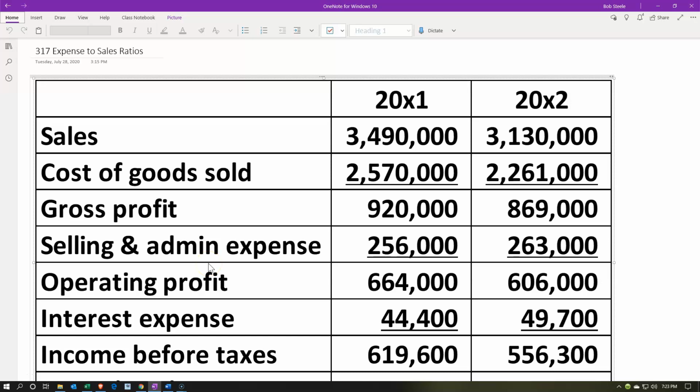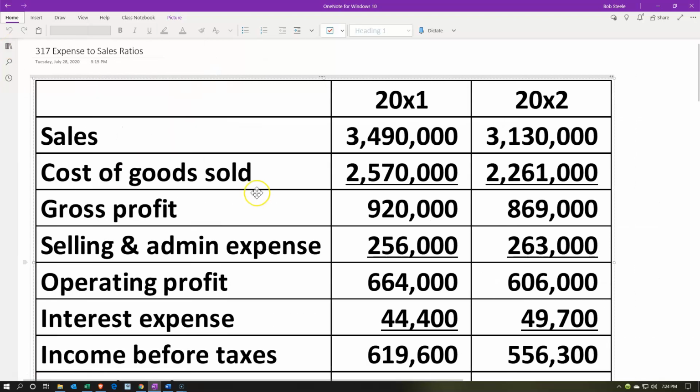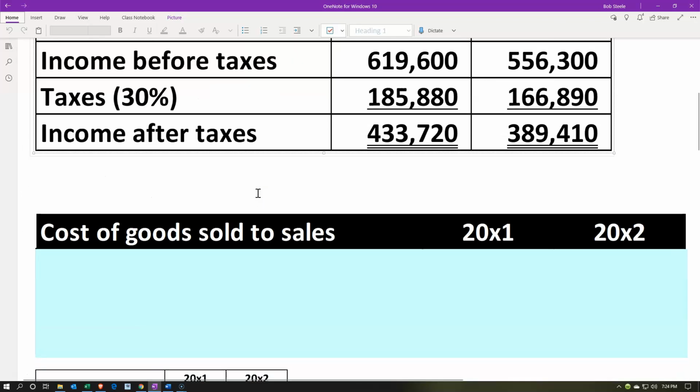Here we are in OneNote. If you would like to follow along in OneNote, you're not required to do so, but if you have access to it and would like to, we are in the 317 Expense to Sales Ratio tab under the Practice Problems section. Closing this back up, we're going to have our information up top that we will be using in the problem. We'll have more references to them in a smaller version as we work through the problem.